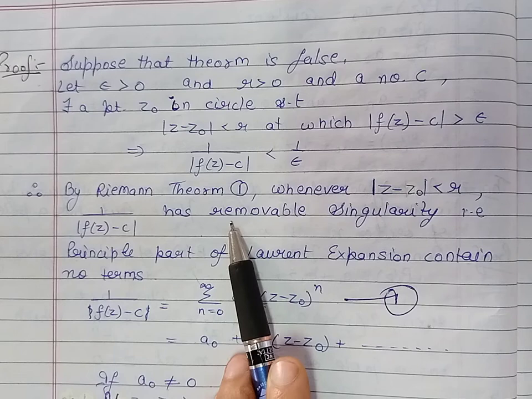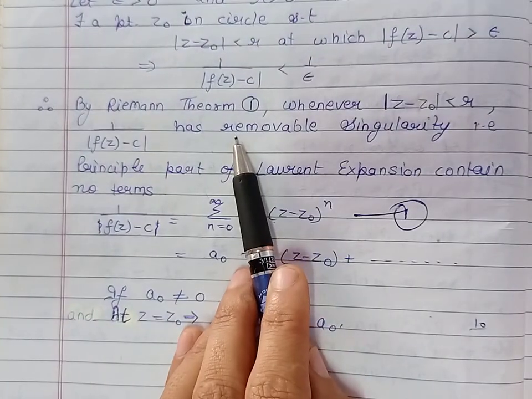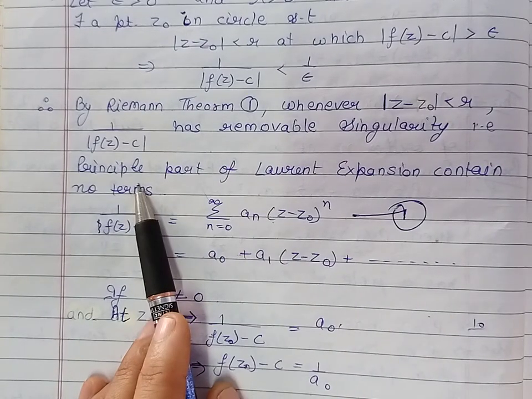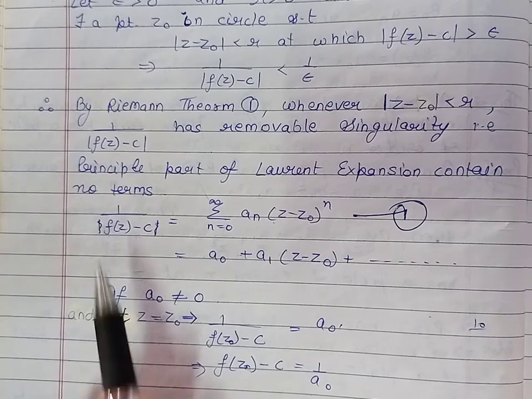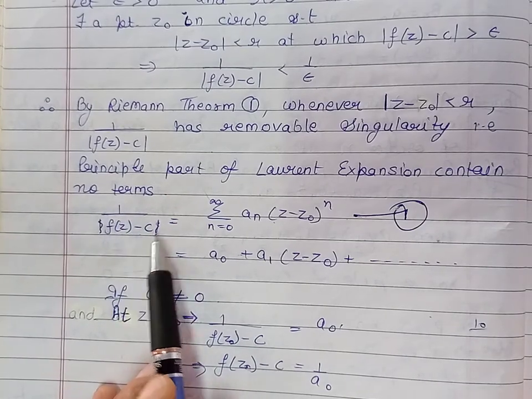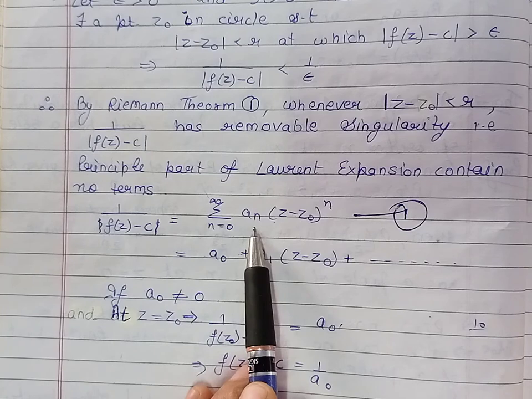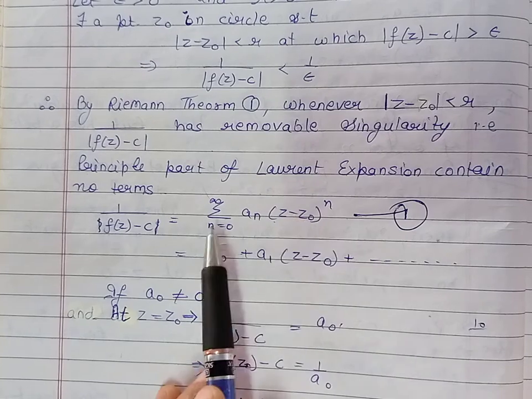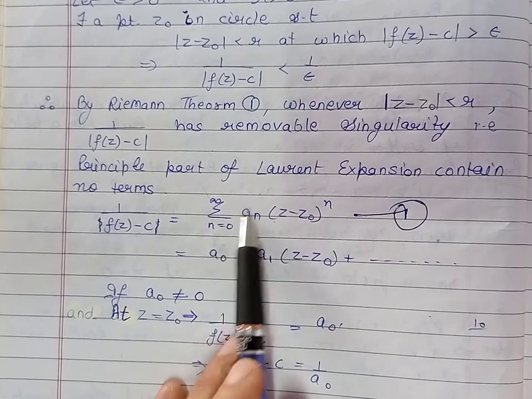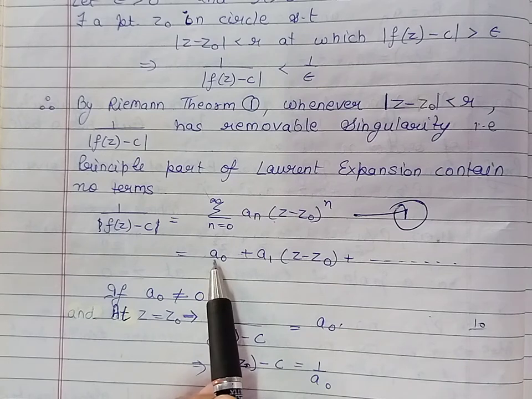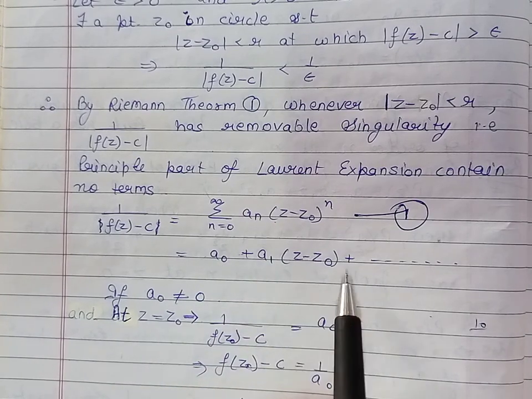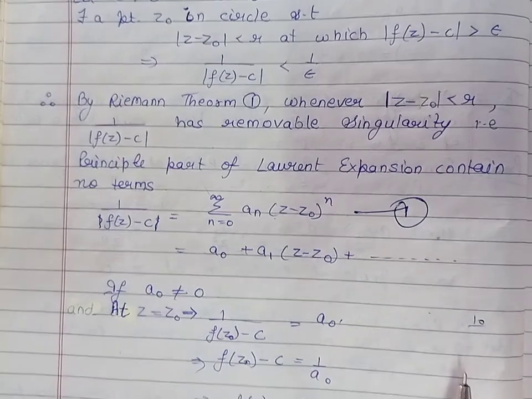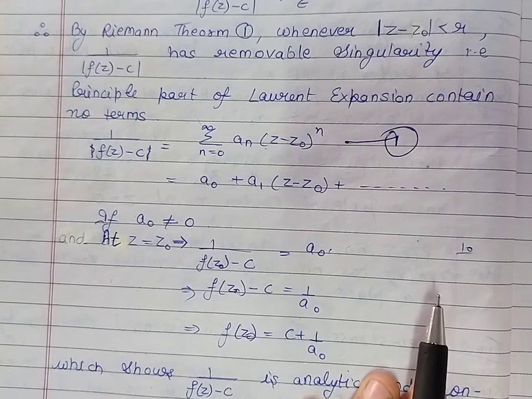It means the principal part of the Laurent expansion will contain no term, and therefore we can write the expansion of this function as 1/(f(z) - c) = summation a_n (z - z_0)^n, where n varies from 0 to infinity. We can expand this summation. This can be written as a_0 + a_1 (z - z_0) + a_2 (z - z_0)^2 and so on. Now we have to show that a_0 is 0.